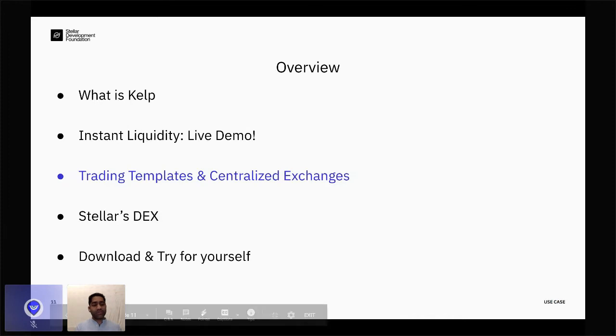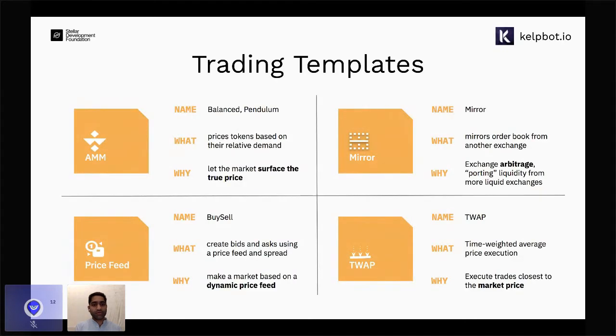So let's talk about some of the trading templates and centralized exchange support in Kelp. We have 4 general categories of trading templates. The first one is the AMM templates, that's the automated market maker templates. We saw the balanced template. There's also the pendulum template, which narrows down the price band that you can use to trade, which allows you to concentrate your liquidity in a certain price band.